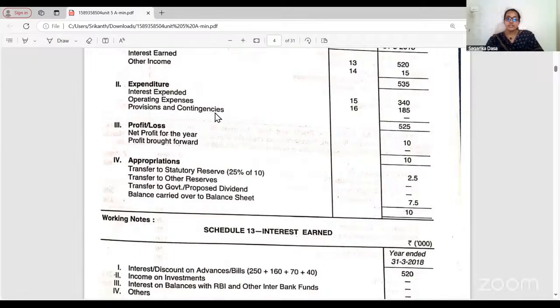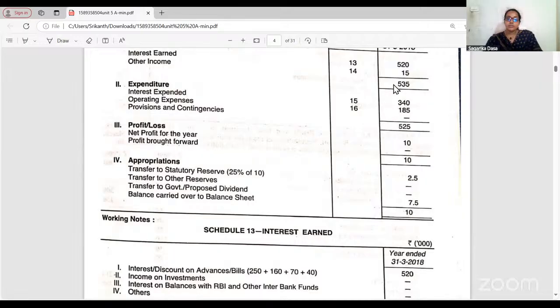Provisions and contingencies is not given to us in the question. So we take it and we put a hyphen in the amount column. We don't take the amount. Now the total of 15 plus 16 plus provisions and contingencies comes to 525. This is your total of expenditure.